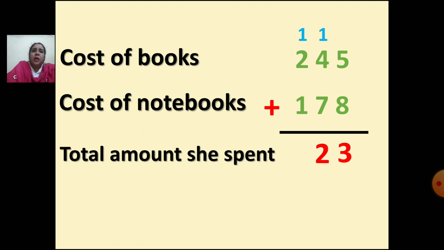Now we will add hundreds place number. Okay, children? Now 2 plus 1 is how much? 3. And 3 plus 1 is how much, children? 4. So total amount she spent is how much? 423 rupees. Okay. After writing this, now we got the total amount she spent on cost of books and cost of notebooks. Now let us write the answer statement. So answer statement, how you are going to write it?